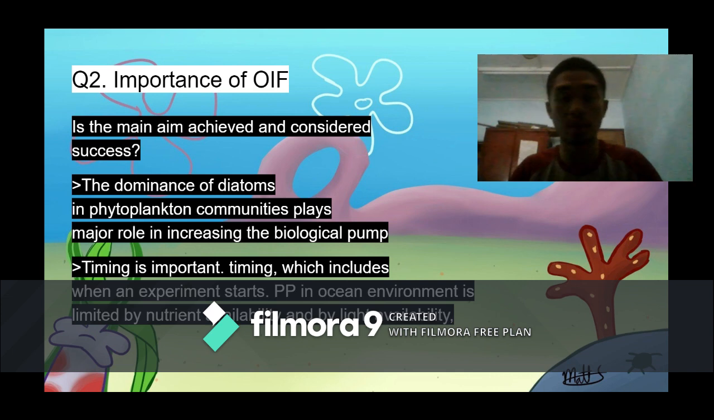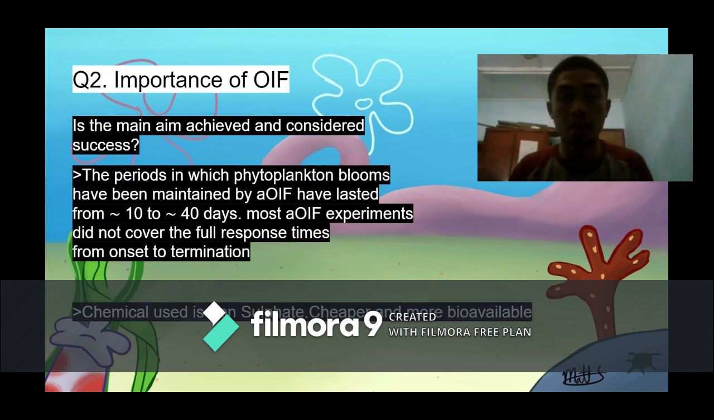One of them is that the dominance of diatoms in phytoplankton communities plays a major role in increasing the biological pump. Timing is also very important, because it includes when the experiment starts, because primary productivity in the ocean is very limited by how much nutrient and light is available, so there are times when they are most available. The period in which phytoplankton blooms have been maintained by OIF has lasted from 10 to 40 days. Most OIF experiments did not cover full response times from onset to termination, so the duration has to be carefully considered. Chemical use should be iron sulfate, because it is much cheaper and more bioavailable, which makes it more efficient.